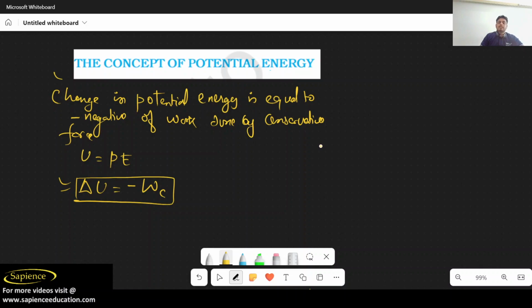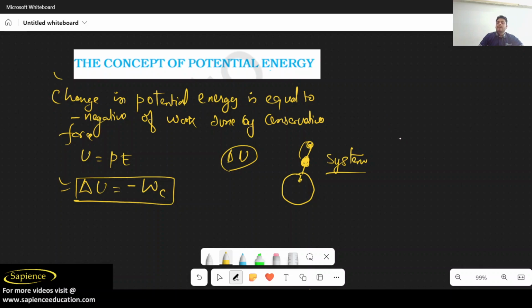You cannot say that any object has some potential. No, an object has no potential energy. We always talk about the system. For example, there is an earth and there is a mass, so these both are a system. When an object is moved or changed, work is done against the conservative force, and when work is done, the potential energy is stored. So that is the change in potential energy.